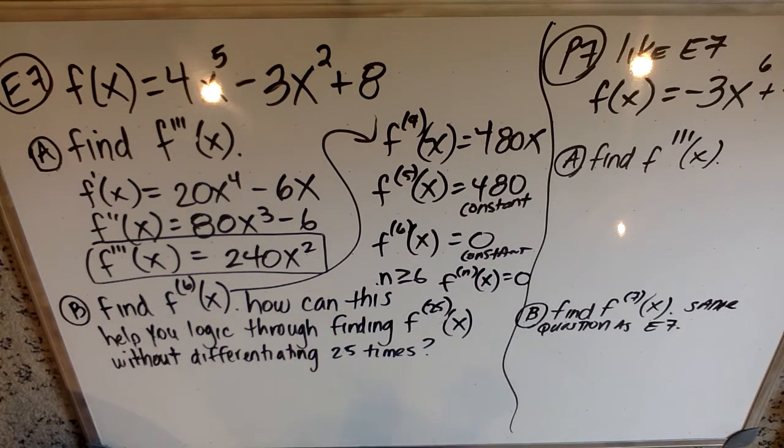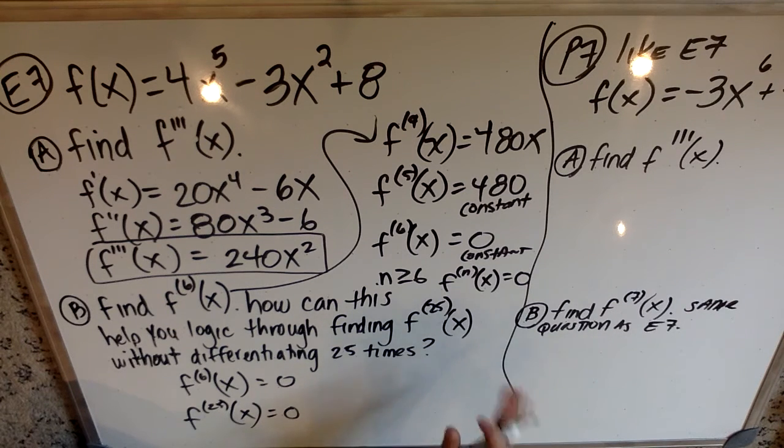Now, that's not going to be true in every example we try. But in this case, with this polynomial, every polynomial eventually derives to 0. So the 25th derivative of this thing will also be 0. If I asked you for the millionth derivative of this thing, it would also be 0. So every polynomial eventually derives to 0 if you keep going. Now, that's not going to be true of every function we deal with.